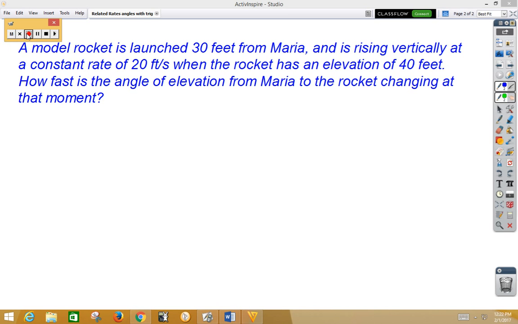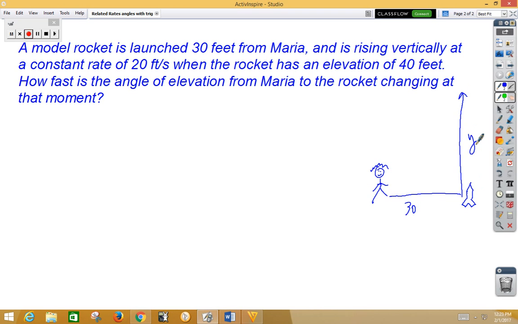So now we have a model rocket is launched 30 feet from Maria. So here is my lovely drawing of Maria. She's smiling and very happy. And she is 30 feet away from a model rocket. Here's my lovely model rocket. And that rocket's going to be launched up into the air. So we've got y is changing. As Maria watches the rocket go up, her angle of elevation is changing. So now we can go ahead and set up our problem. It says, how fast is the angle of elevation from Maria to the rocket changing at that moment?